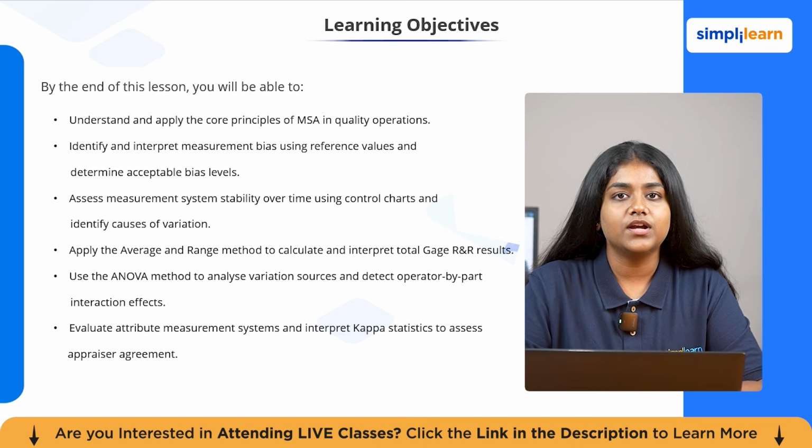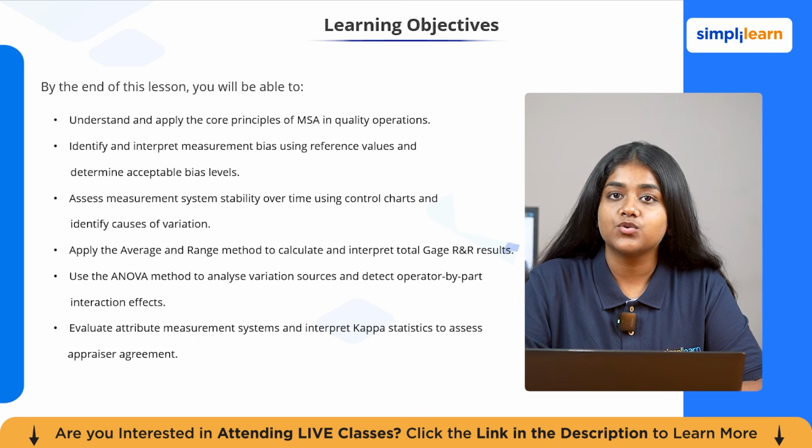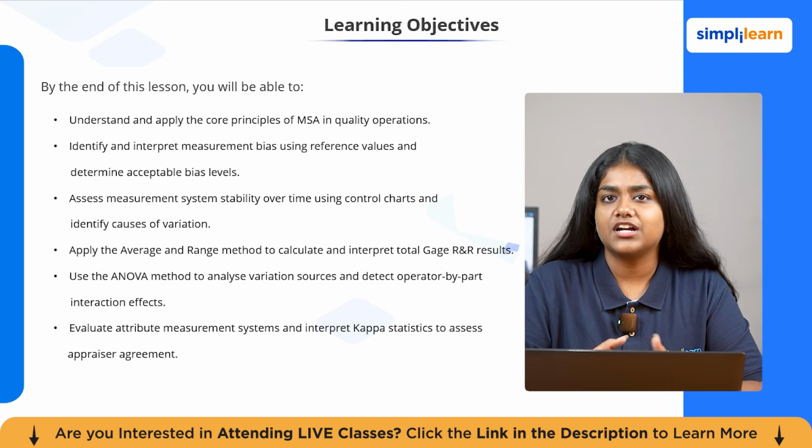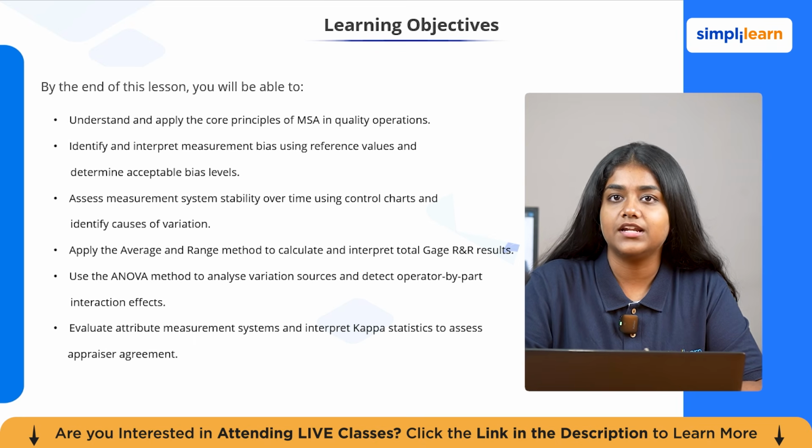You'll get a clear understanding on how the ANOVA method is used in Gage R&R studies to separate and analyze different sources of variation. You will learn how to identify variation caused by parts, operators, equipment, and operator-by-part interaction. You'll also understand how interaction effects are important and how they can indicate inconsistent measurement behavior between appraisers and parts.